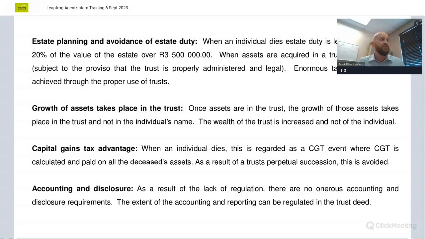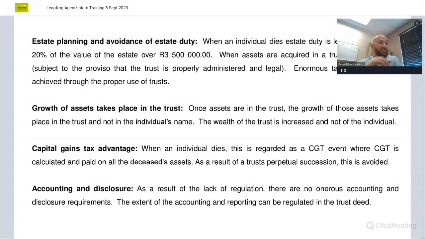Because when an individual dies, estate duty is levied at the rate of 20% of the value of the estate over 3.5 million rand. Okay, 20% of the value. So if you have a massively wealthy individual who is worth 100 million rand, they're going to be taxed 20% on everything over 3.5 million, and that gets paid to the state. That's obviously very unpalatable to very wealthy people.